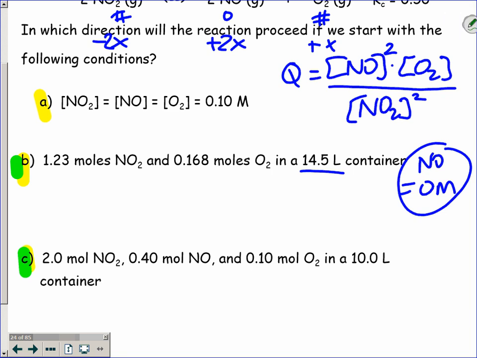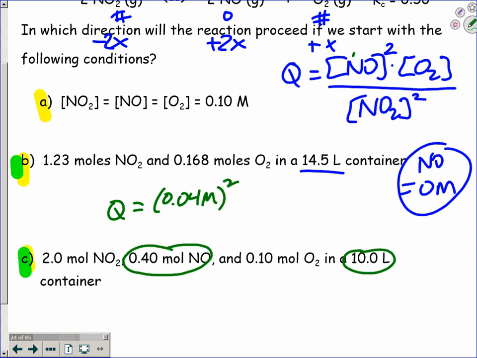So you're my human calculators. What am I plugging in? So Q equals, what's this one? Say that again? So nitrogen monoxide, so 0.40 divided by 10 liters. So what's that concentration, guys? 0.04, because it's just dividing by 10, squared, because that's squared.